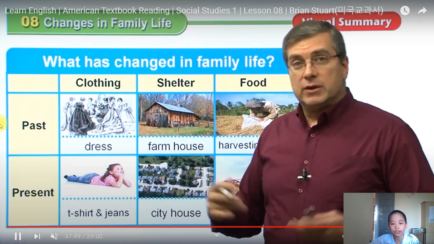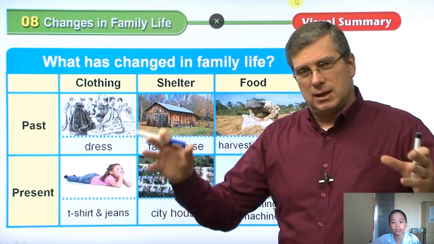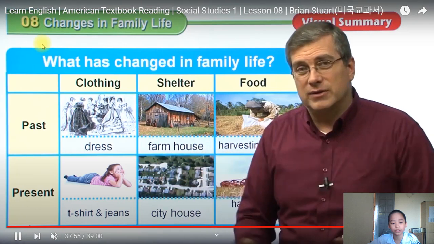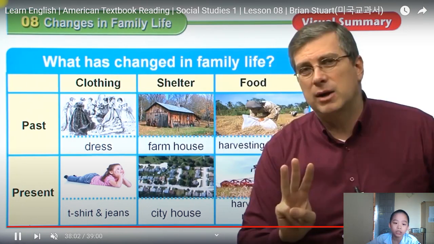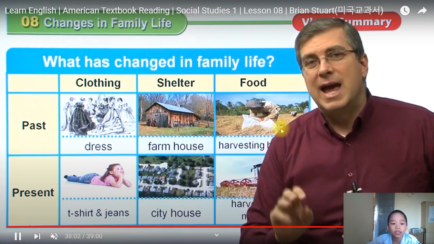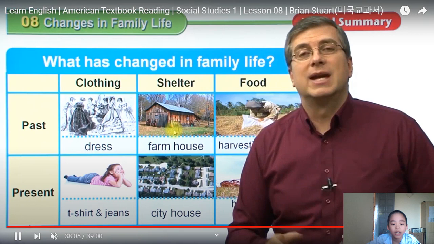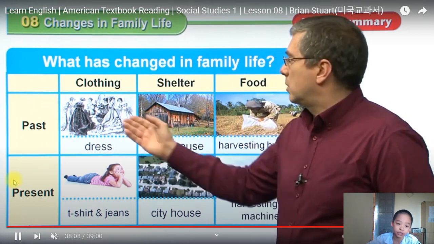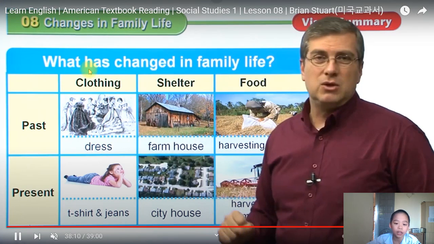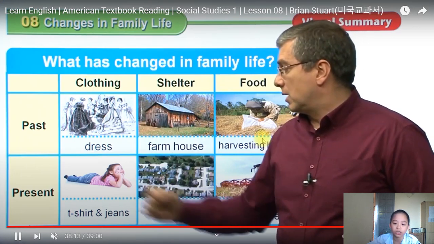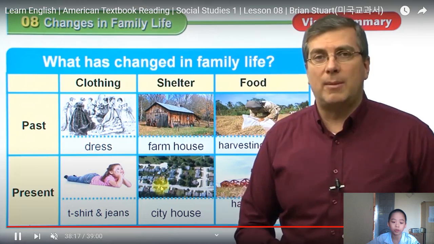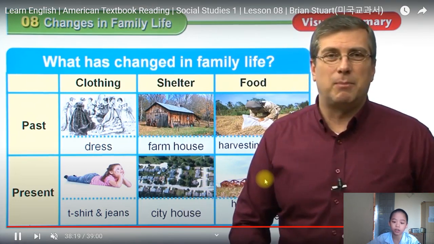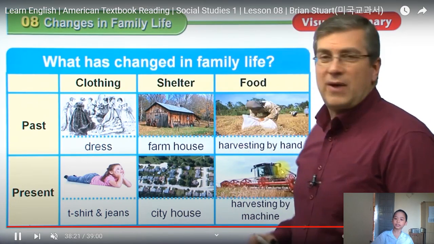So that is an interesting lesson. We talk about how the past and present are different and how clothing, shelter, and food have changed. In the past, what they looked like, what they were made of, and in the present, what they are made of and where they are from. So that is our lesson today.